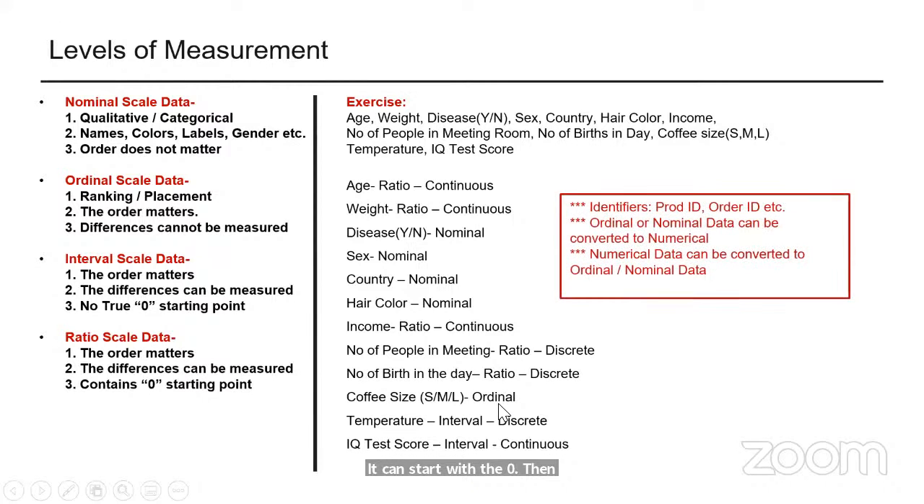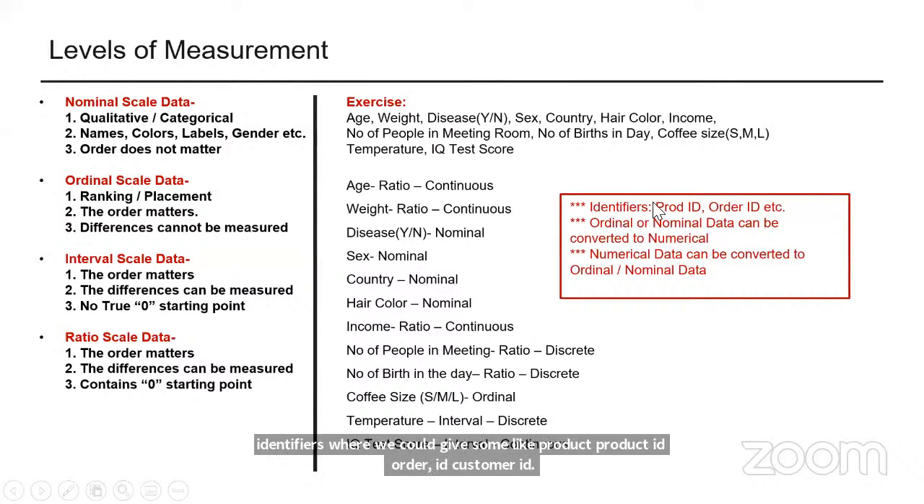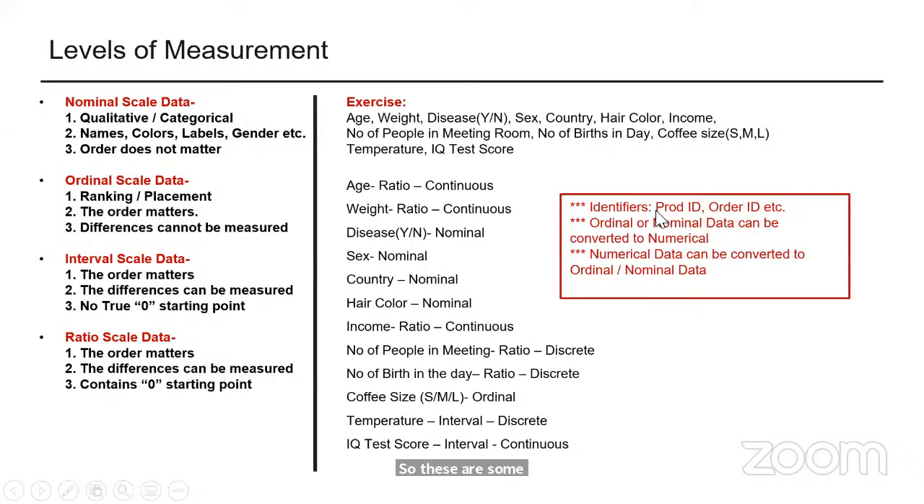There can be some other data groups also, like identifiers, where we give a product ID, order ID, or customer ID. These are identifier data. Though they sometimes come as alphanumeric and sometimes numeric, that doesn't mean we can describe the data with statistical measures. Again, ordinal and nominal data can be converted to numerical.